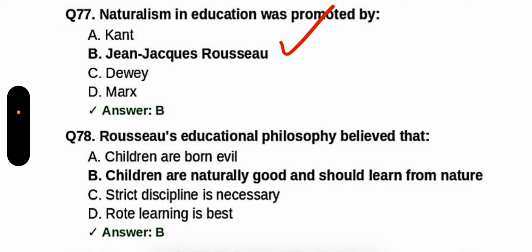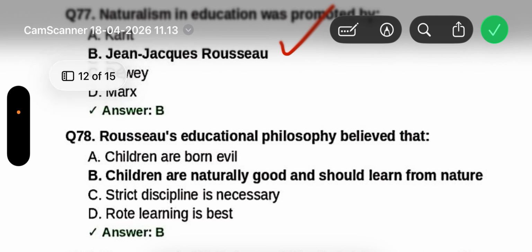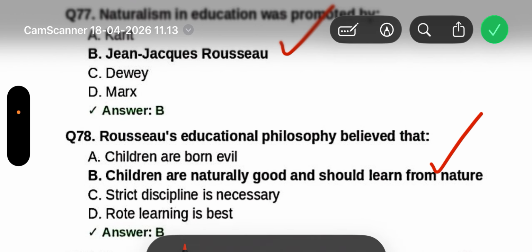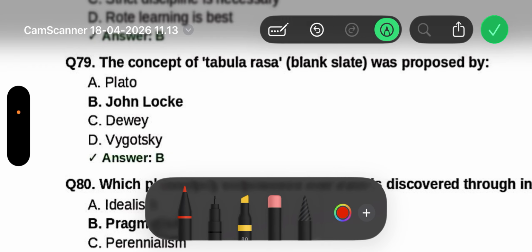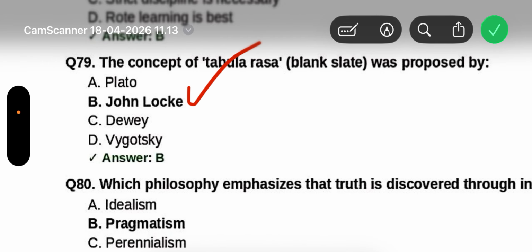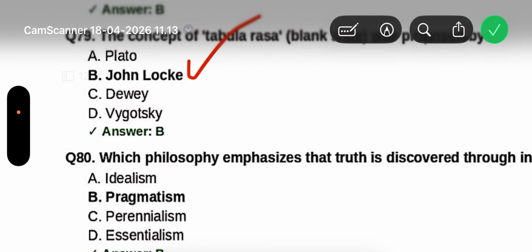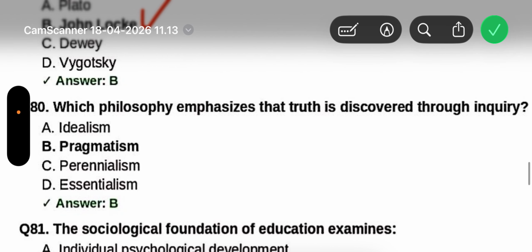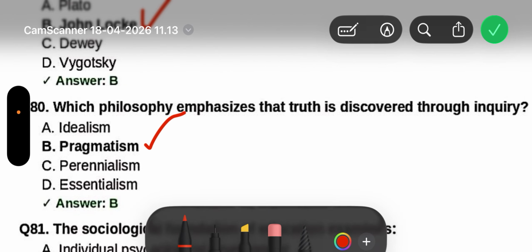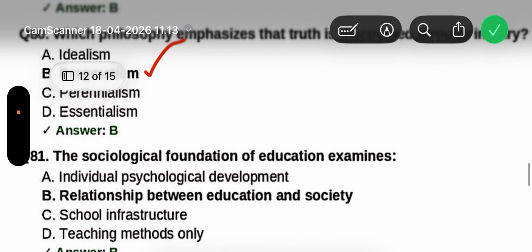Question number 78. Rousseau's educational philosophy believed that children are naturally good and should learn from nature. Question number 79. The concept of tabula rasa, blank slate, was proposed by John Locke. Question number 80. Which philosophy emphasizes that truth is discovered through inquiry? It is pragmatism, and pragmatism was propounded by John Dewey.